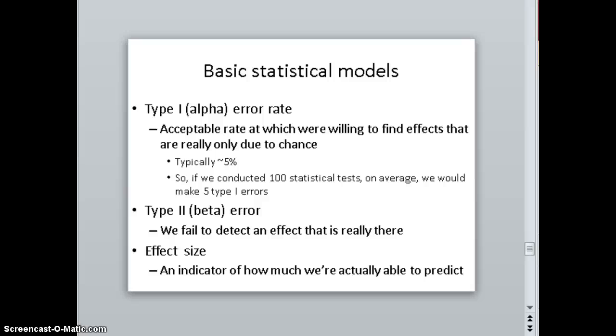Type 1 and type 2 error rates refer to hypothesis tests. A hypothesis test is either significant or it isn't. A hypothesis test can't be more significant or less significant. It either is or it isn't. The effect size is an indicator of the size of the effect. It tells the researcher how much they were able to predict with their model.